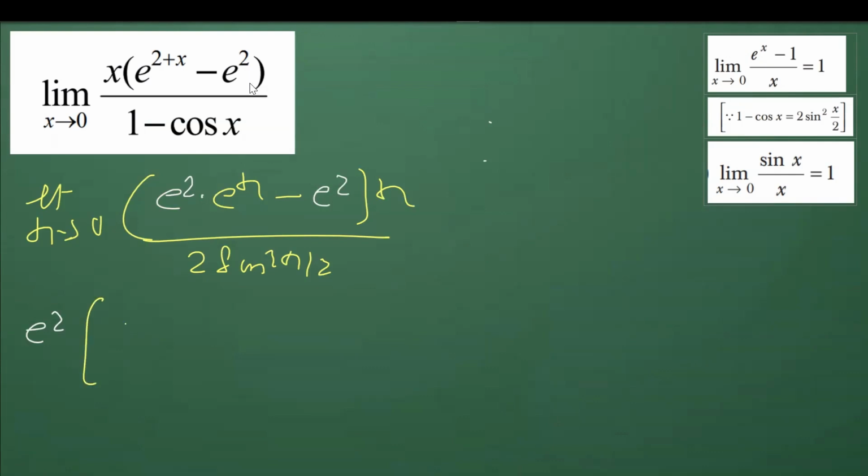Now check, we are left with e raised to the power x minus 1, and this is x. So we know that we need an x over here. So if I divide by x, I should multiply it by x square. That's why x becomes x square. And below we have 2 times sine square x over 2.